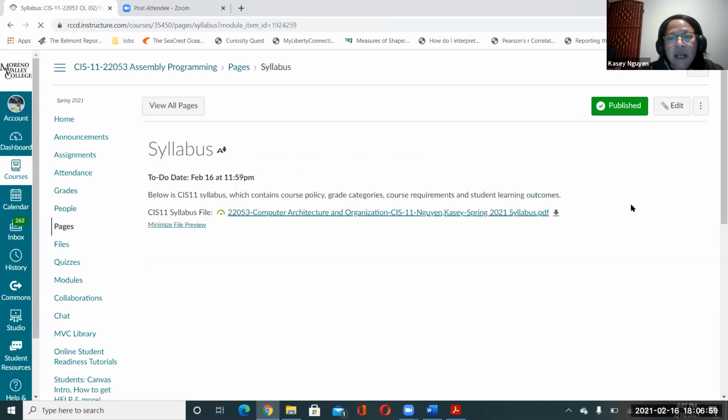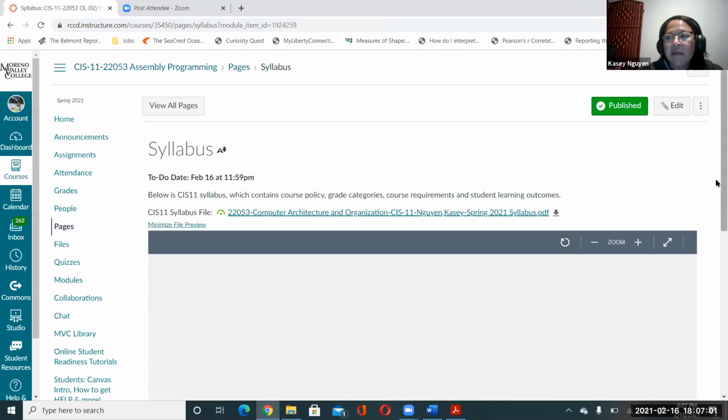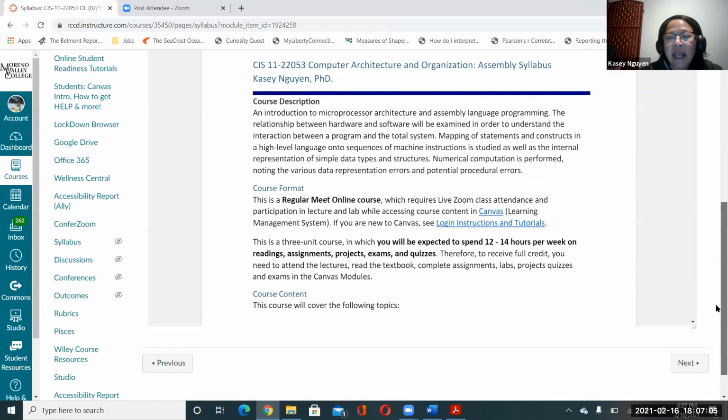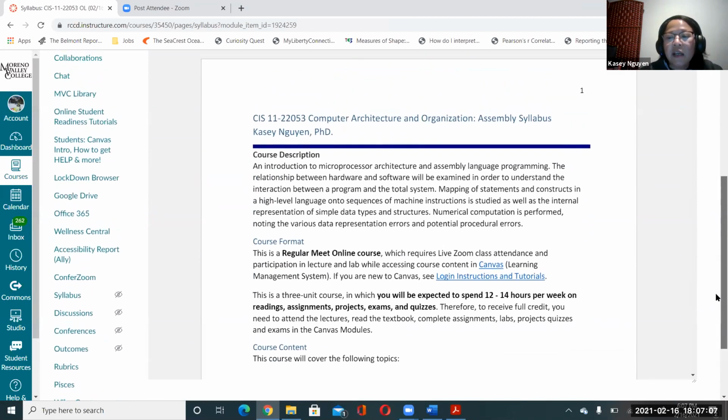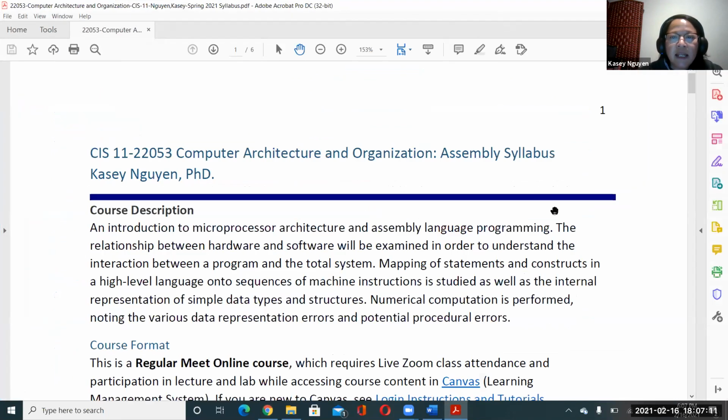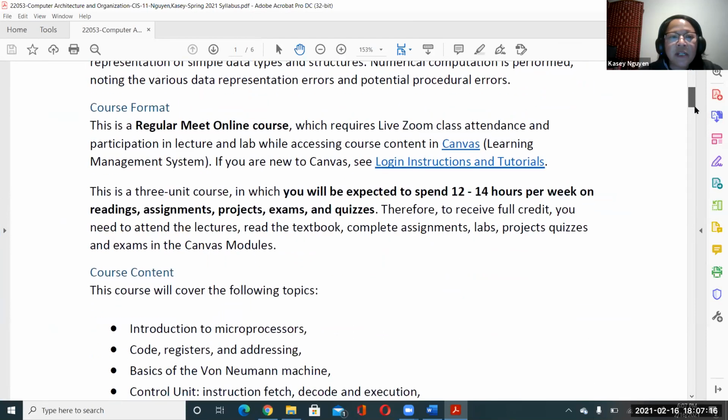Then on the next page, you will find the syllabus. I embedded this so you can view it within the page or you can download it if you wish. And on the syllabus, it will look something like this. It has the information about the course as we touched on.